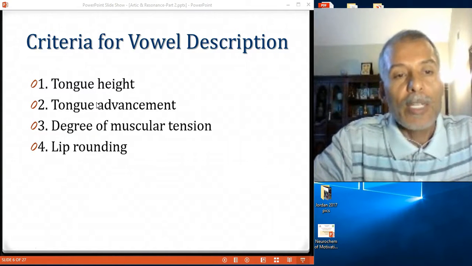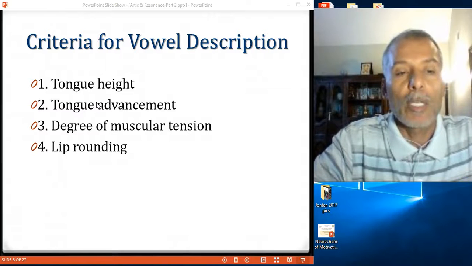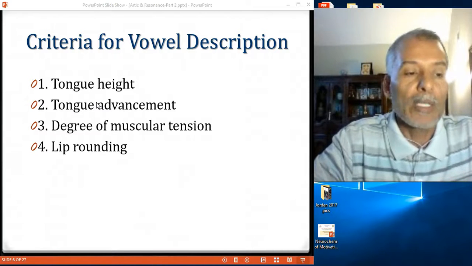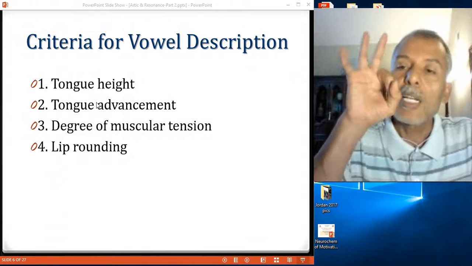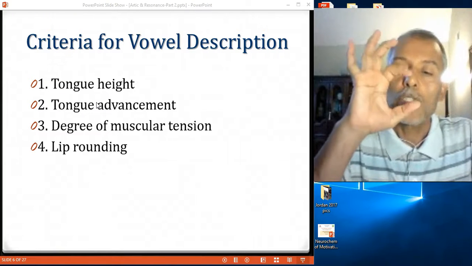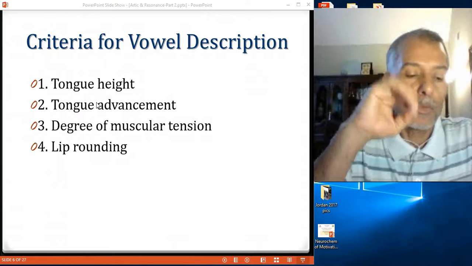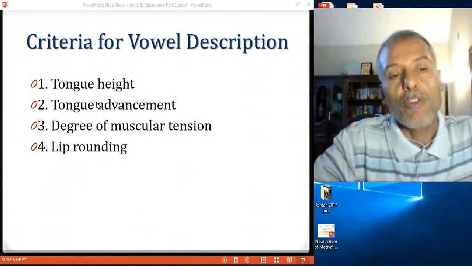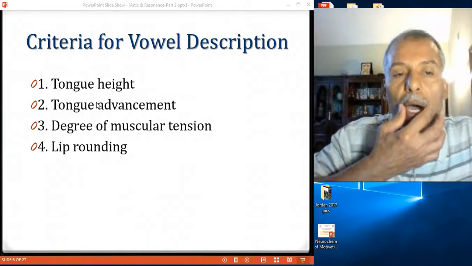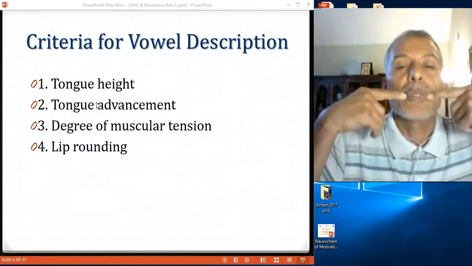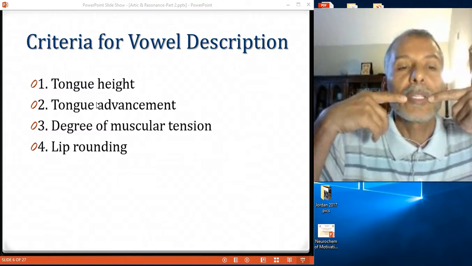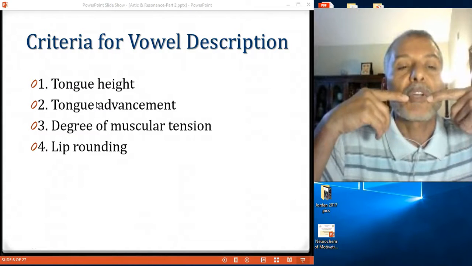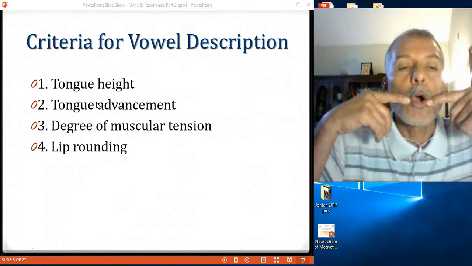And then the last criterion is lip rounding. We simply make it simple and say, is the sound rounded or is it not rounded? If the lips are not protruded and rounded, then you certainly wouldn't call the sound rounded. Like when you say ah, put your fingers around the corners of your lips and say ah, there's no rounding. However, if you say ooh, you feel the lips protruding out and being rounded, ooh or oh.